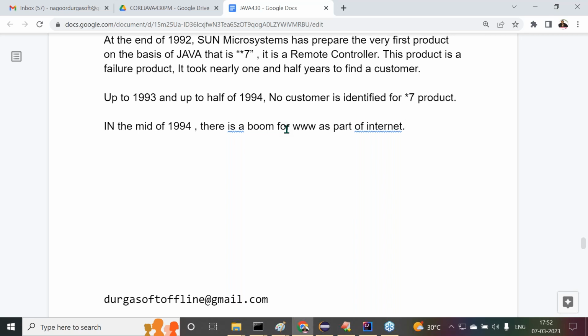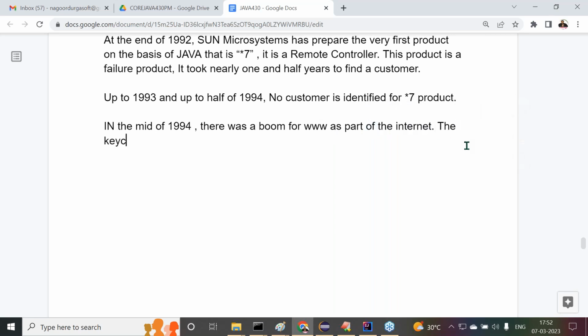I remember that in 2000, 2001, maybe small internet cafes were provided there in the cities only. Gradually that increased in India, of course. But the point is, in the mid of 1994, there was a boom for WWW as part of the internet. Then people were thinking the key component in WWW is a browser.